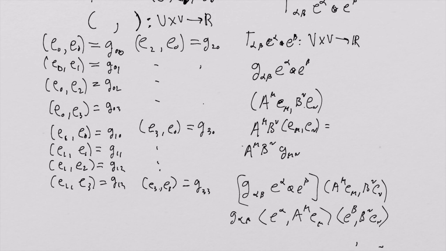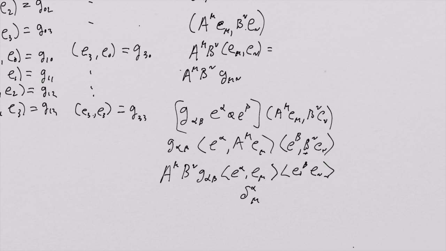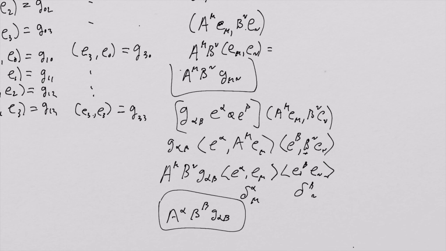And this here is going to act in a completely linear way. So this will be A mu, and I'll pull out the B from here, B nu, G alpha beta E alpha E mu E beta E nu. But this thing is delta alpha mu, and this thing is delta beta nu, so we get A alpha B beta G alpha beta. And this exactly equals this.